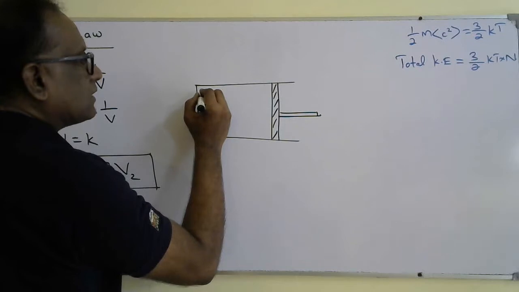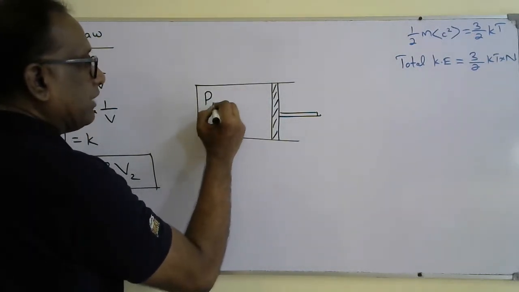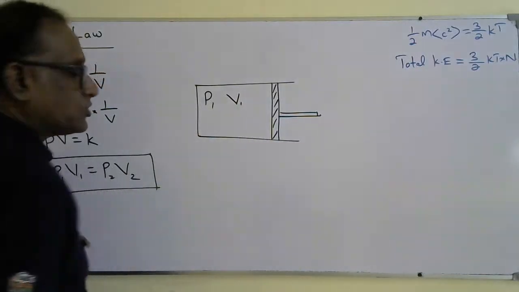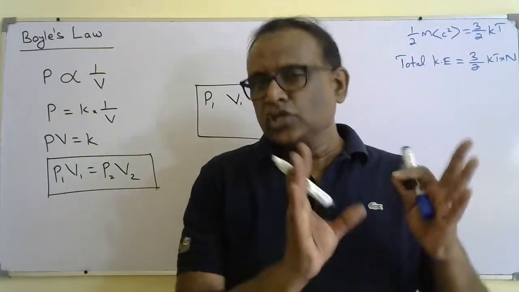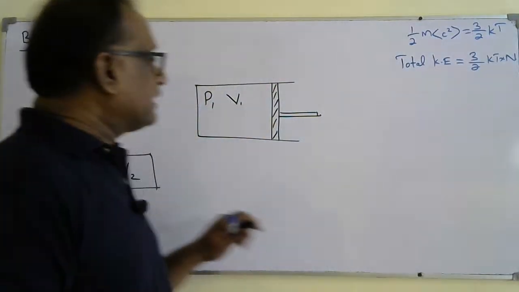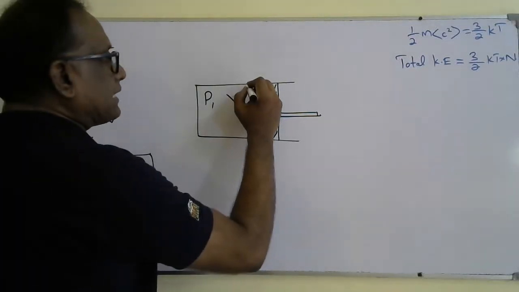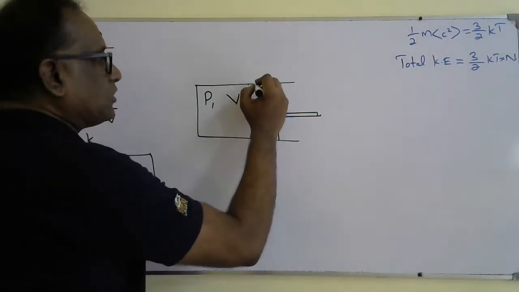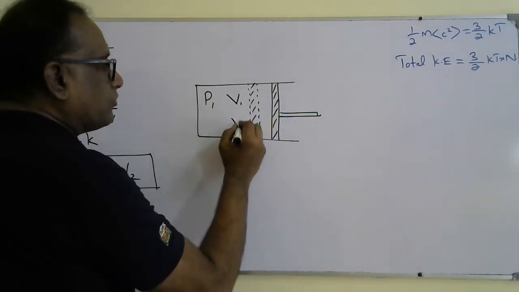The pressure of the gas inside the cylinder is P1 and the volume is V1. If you multiply the pressure and volume, you will get a particular numerical value. Now you are compressing the gas by moving the piston closer, so the volume will decrease. The volume becomes V2.